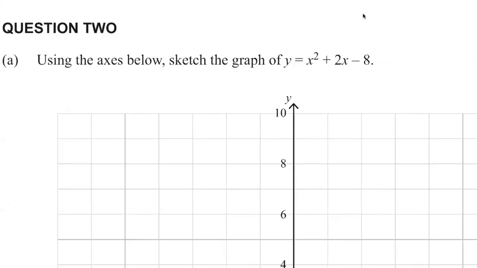Well, good morning, boys and girls. We're looking at the 2020 tables, equations, and graphs paper. And we're looking at question 2, which I'll work through today. So the first question is to sketch the graph of y equals x squared plus 2x minus 8.